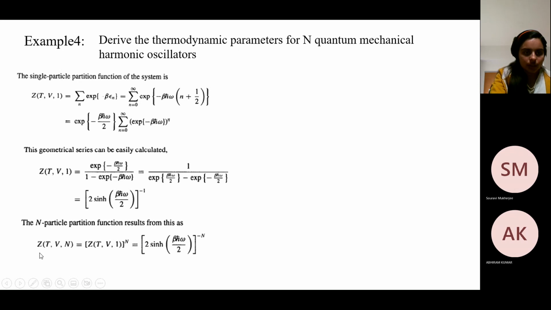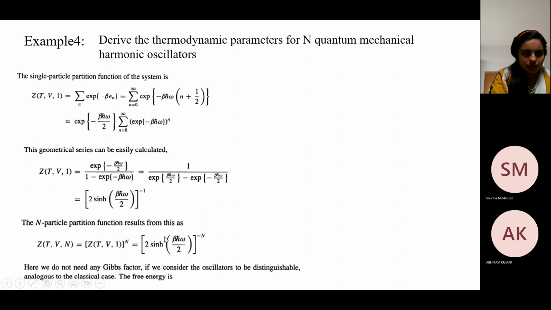Okay. So now once you get the expression for the partition function, here also, we do not need any Gibbs factor because we have considered the oscillators to be distinguishable. Both are different things. You have to first see whether they are distinguishable or indistinguishable, and then you have to also check whether they are non-interacting and identical, and whether you can use this relation.